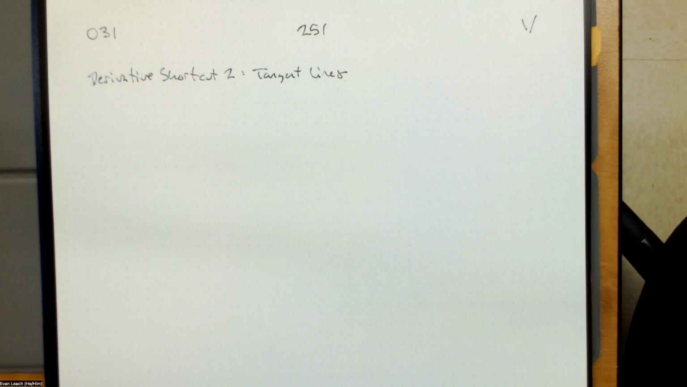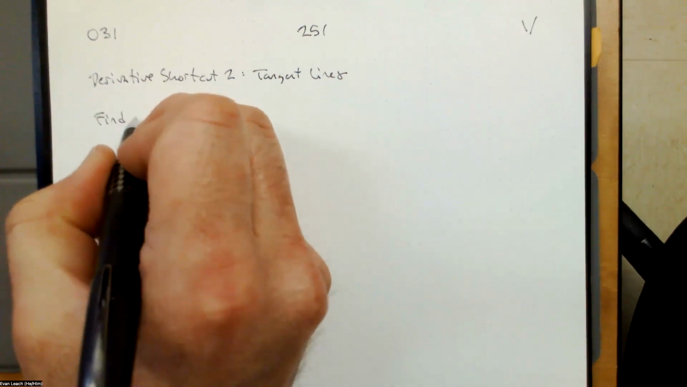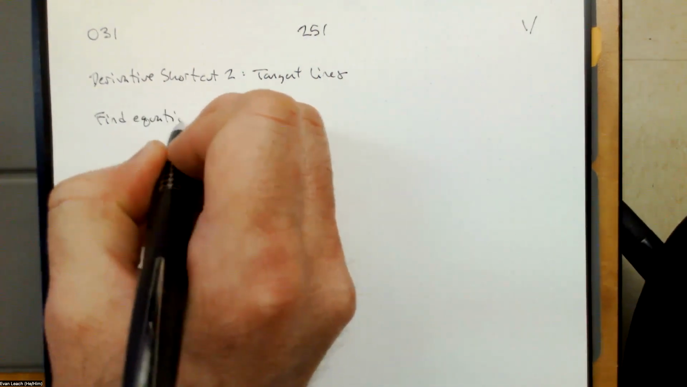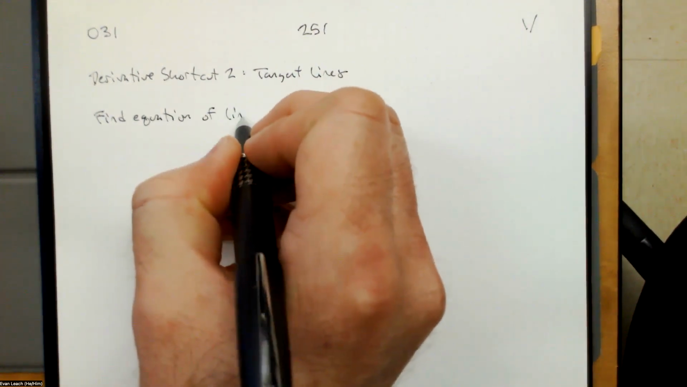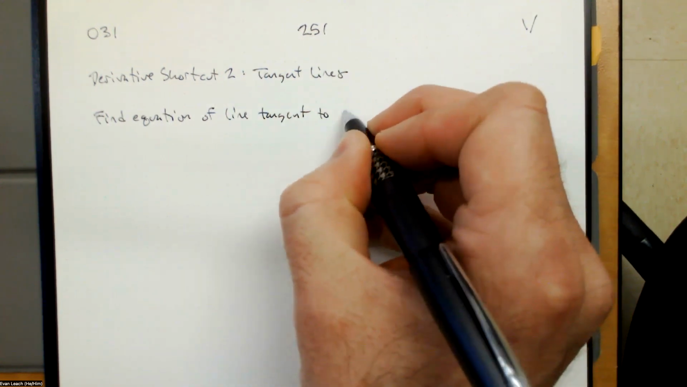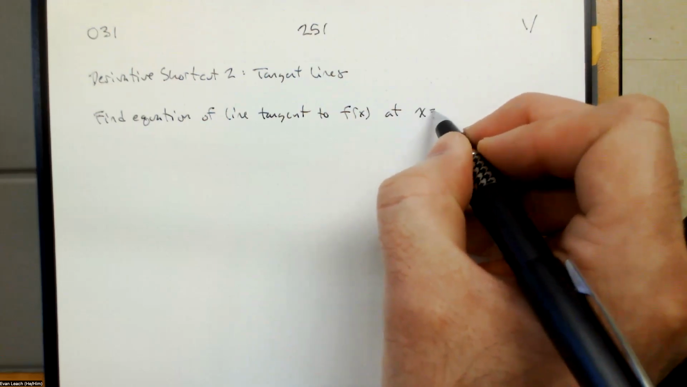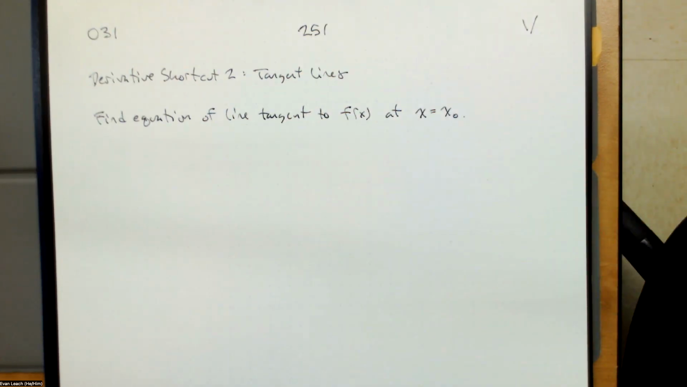So the idea is that we want to find the equation of the line tangent to some function f of x at some point, at a given point. So here is the general form of the problem.